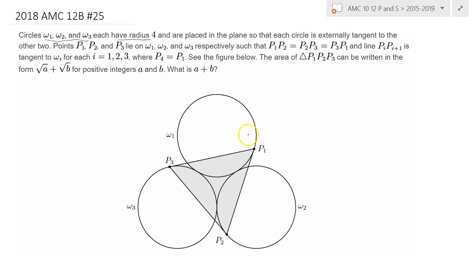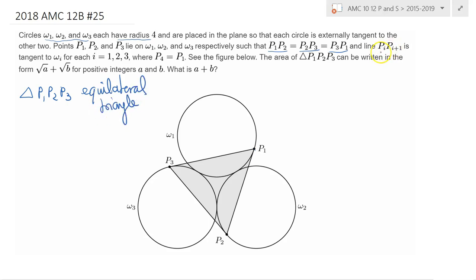The points P1, P2 and P3, as you can see here clearly on the picture, on each of these circles, omega 1, omega 2 and omega 3, are such that P1P2 is equal to P2P3, which is equal to P3P1. In that sense, you can say that triangle P1P2P3 is an equilateral triangle. And also the lines P1P2, P2P3, and P3P1, which again are the sides of this equilateral triangle, are tangent to each of these three circles.